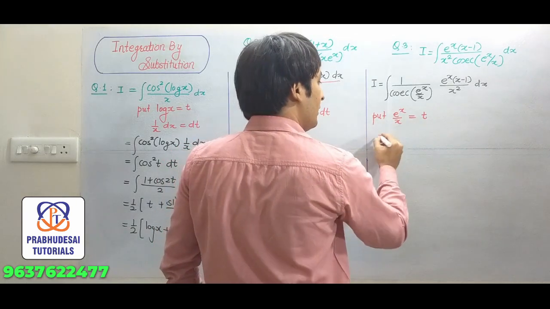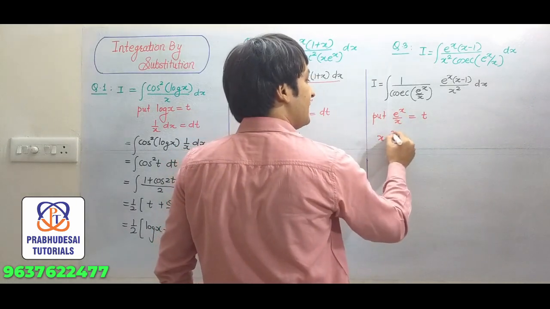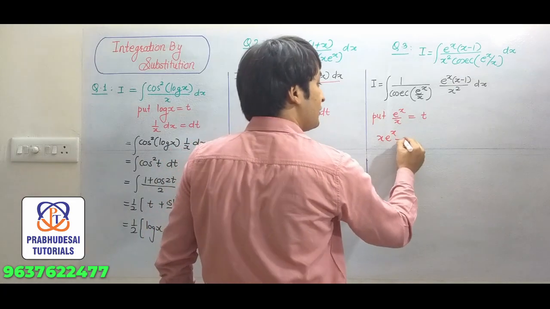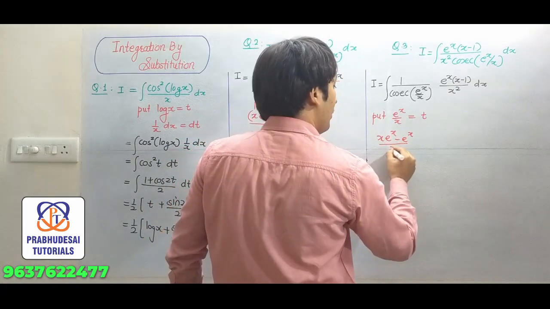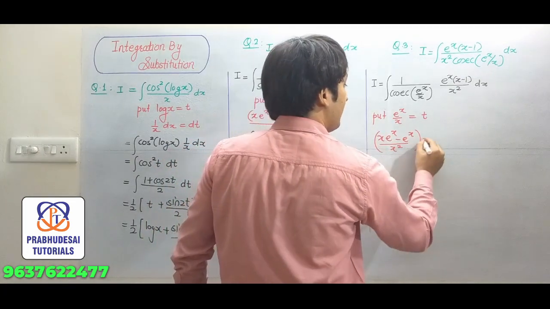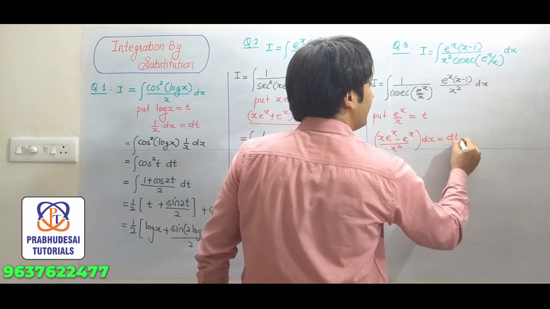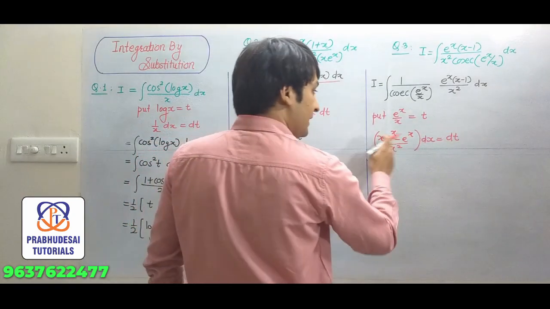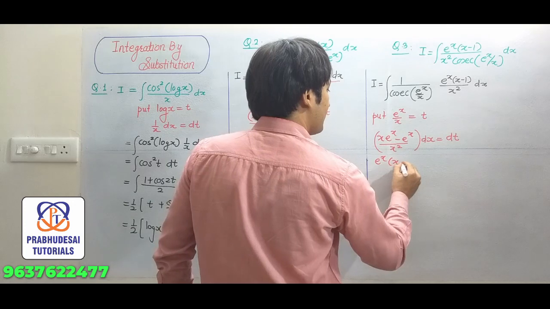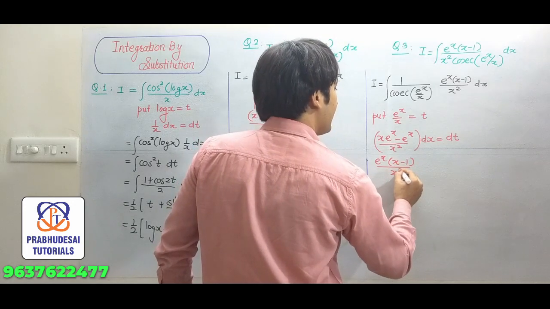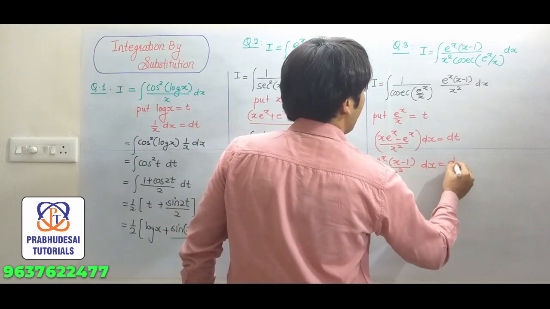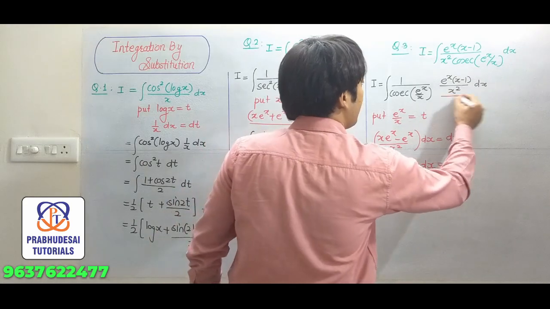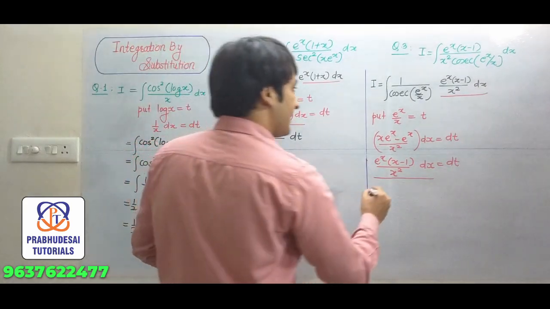U upon v rule: v derivative of u minus u derivative of v upon v square, derivative of e raised to x, e raised to x, bracket complete dx is equal to dt. And you can just check e raised to x outside, x minus 1 upon x square dx is equal to dt. You will find this term here. So what I am going to get?